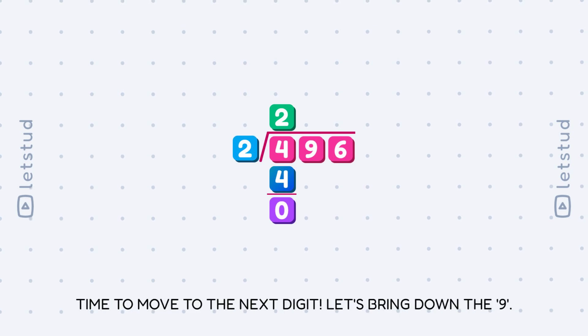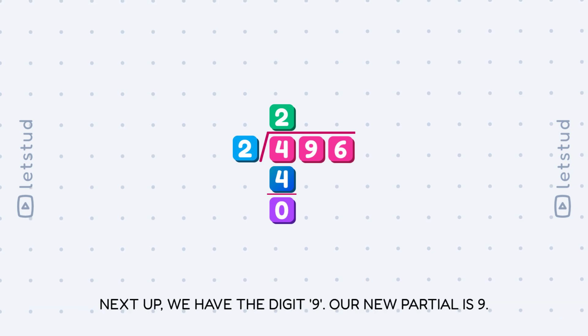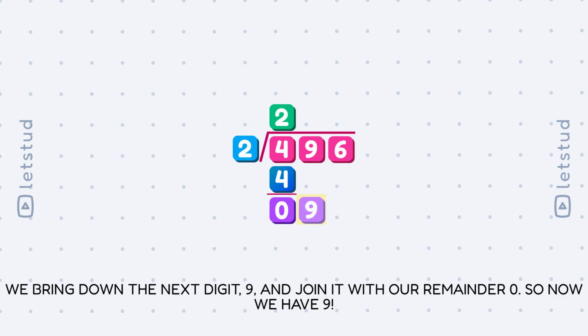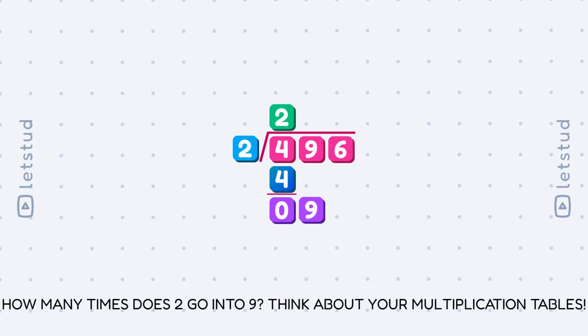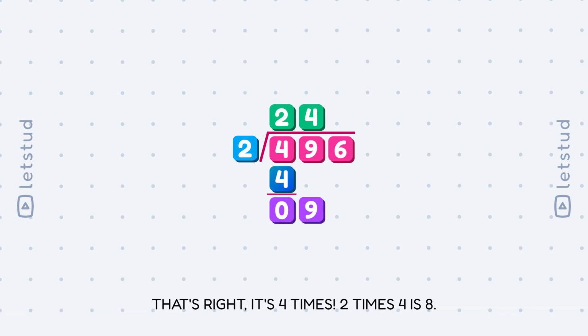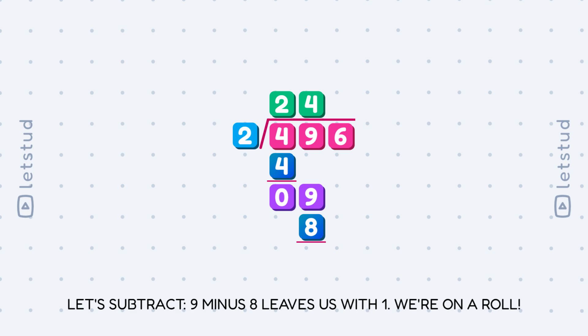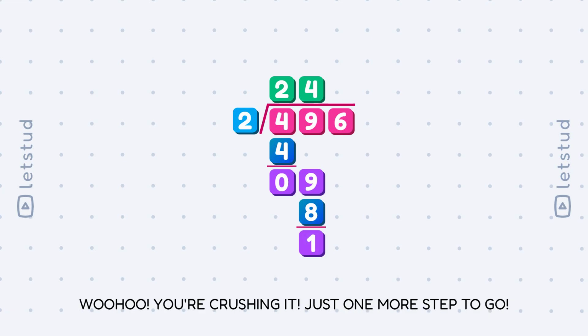Time to move to the next digit, let's bring down the 9. Next up we have the digit 9, our new partial is 9. We bring down the next digit 9 and join it with our remainder 0, so now we have 9. How many times does 2 go into 9? Think about your multiplication tables. That's right, it's 4 times, 2 times 4 is 8. Let's subtract: 9 minus 8 leaves us with 1, we're on a roll. Woohoo, you're crushing it, just one more step to go.